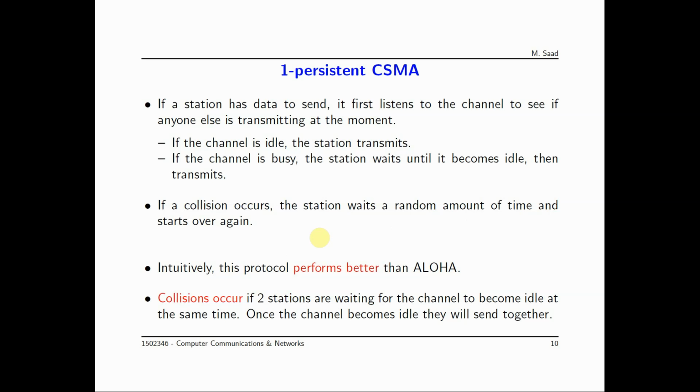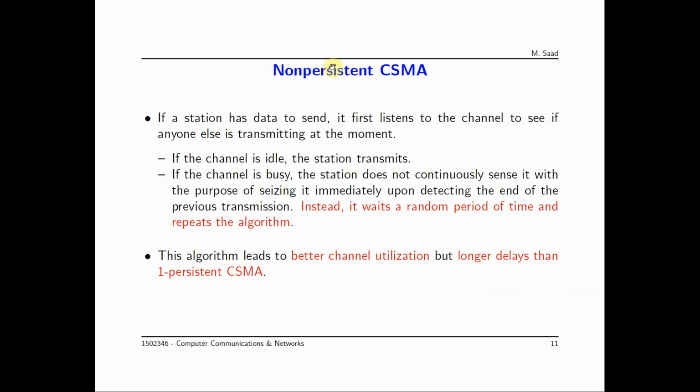If we recap, one persistent CSMA, the station that has a frame to send will sense the channel. If the channel is idle, transmit immediately. If the channel is busy, wait and continue sensing continuously. Start immediately after the channel becomes idle. This is one persistent. In non-persistent CSMA, sense the channel if you have a frame to transmit. If the channel is idle, transmit immediately. If the channel is busy, wait for random time, come back, start over again by listening to the channel.